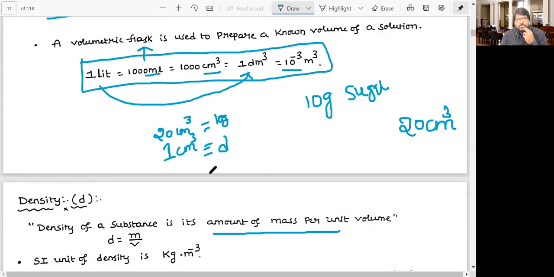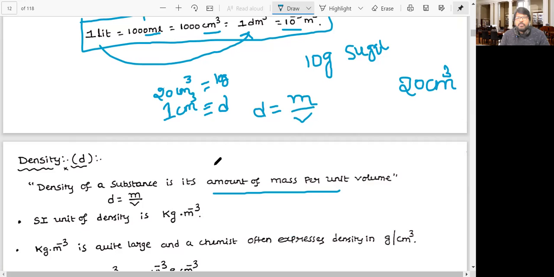And of course, you do cross multiplication. After doing cross multiplication, 20 centimeter cube into density is equal to 1 centimeter cube into 10 grams. And ultimately, you will be getting density is equal to mass by volume. Here, what is the mass in this context? 10. And what is the volume? 20. So 10 by 20, that is 1 by 2, so in fact 0.5 gram per centimeter cube.